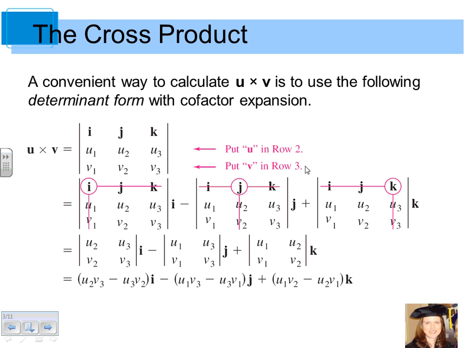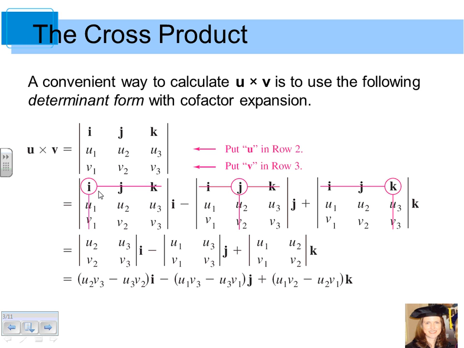A convenient way to calculate u cross v is to use the following determinant form with cofactor expansion. What you do is create a 3 by 3 matrix where i, j, k are the headings and the components of u and v are the second and third rows.